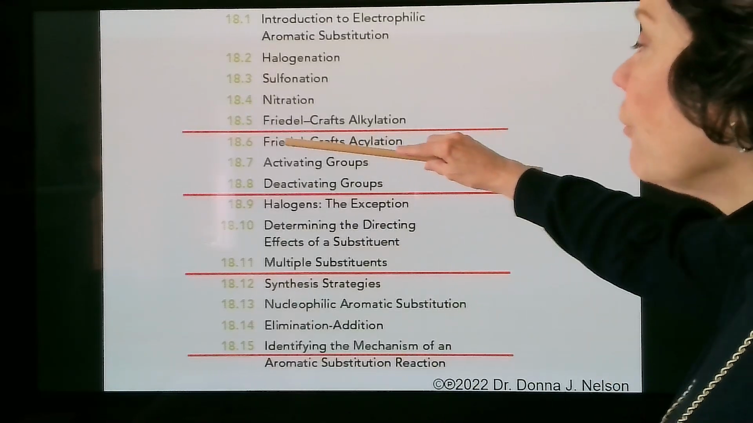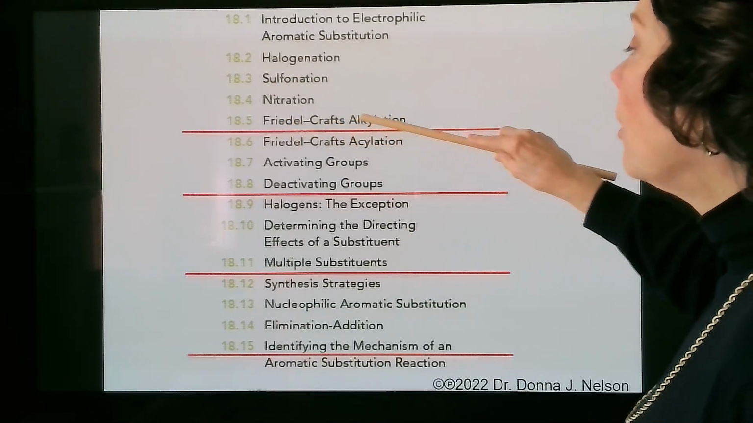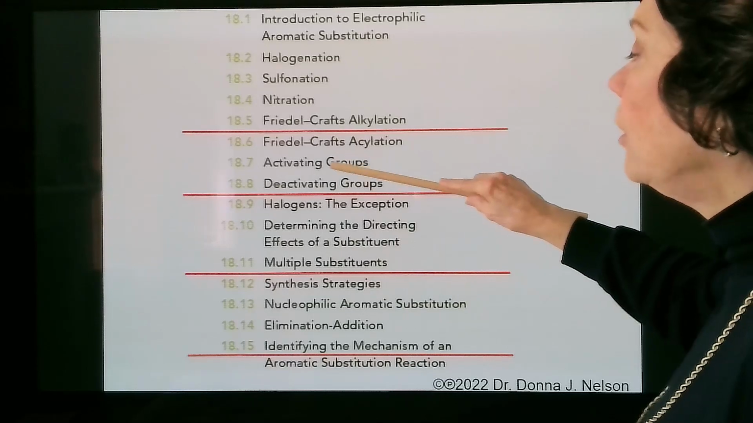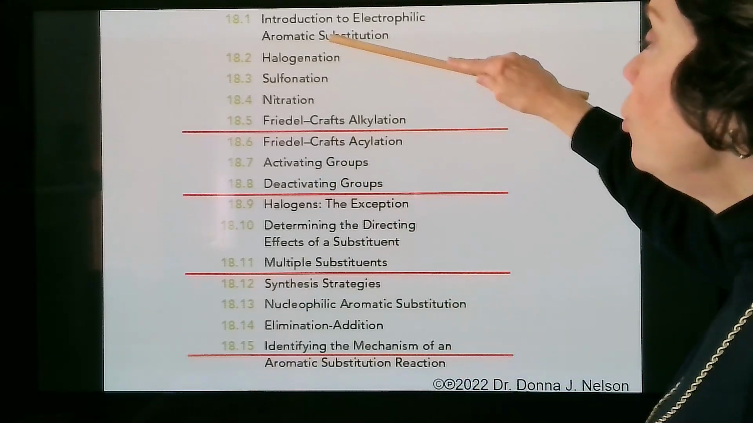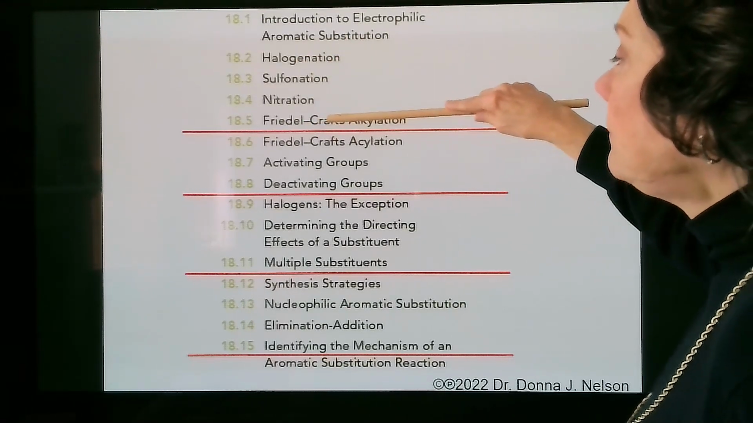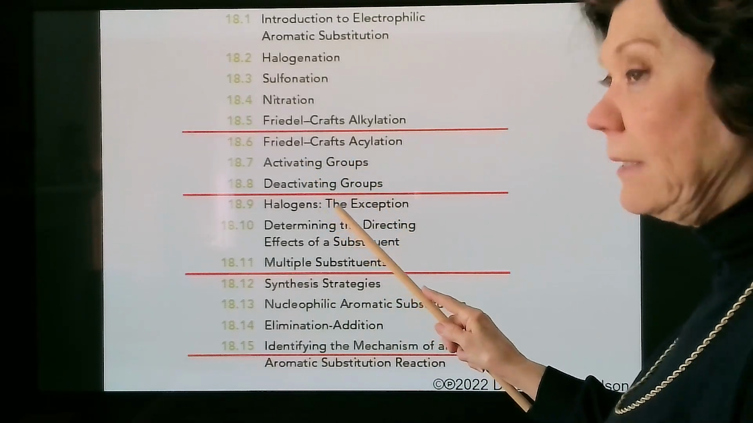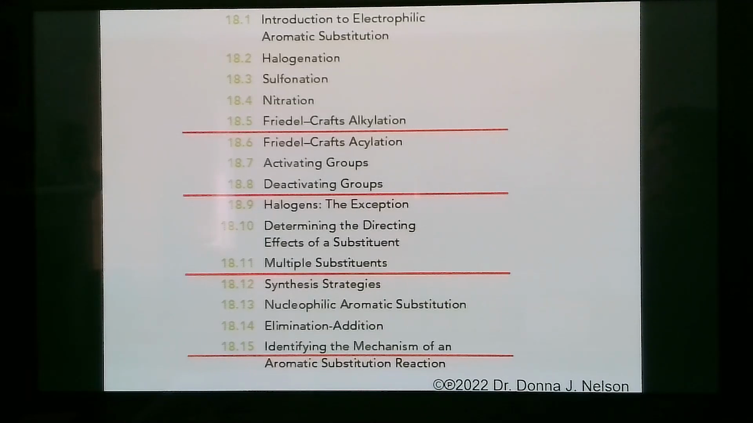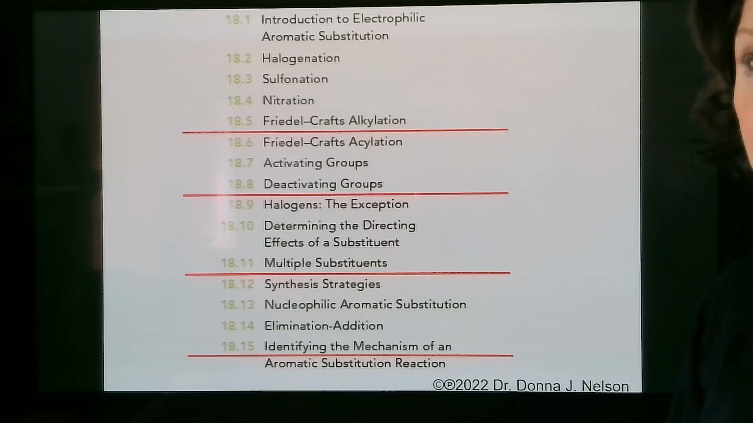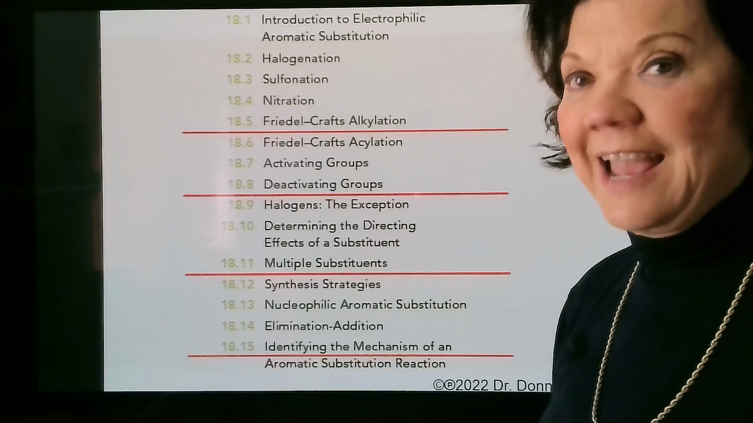And so we're in here, Friedel-Crafts acylation. That's going to be very similar to Friedel-Crafts alkylation. Then we'll look at activating groups and deactivating groups. So all of these groups that you've put on up here, these different substituents, can either activate the benzene ring or deactivate the benzene ring toward additional substitution, putting that second substituent onto the ring. And that's what we're going to study now in this lecture.